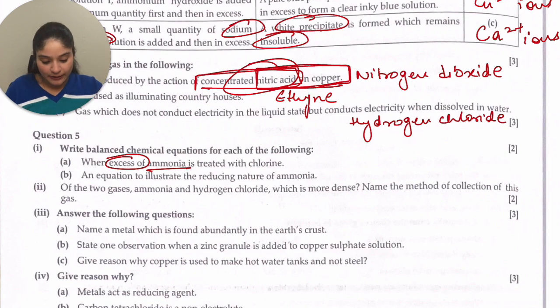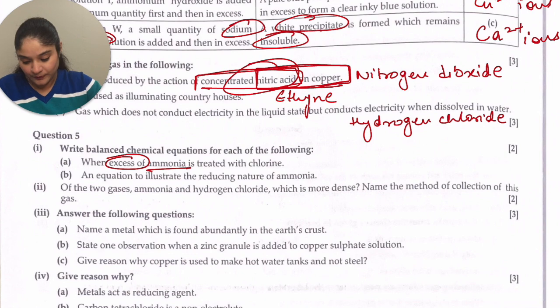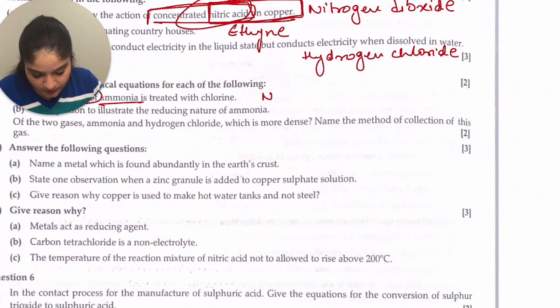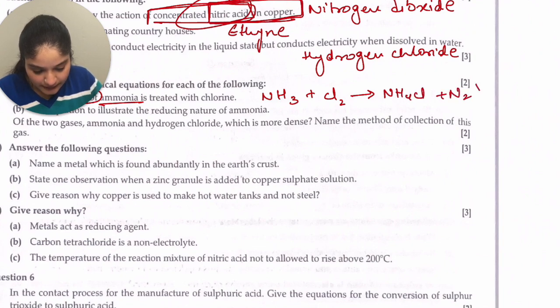So for example, right now we are working with excess of ammonia. So let me write the equation for you. So that will be NH3 plus chlorine. That will give you NH4Cl plus nitrogen gas. And then you can later balance it out.